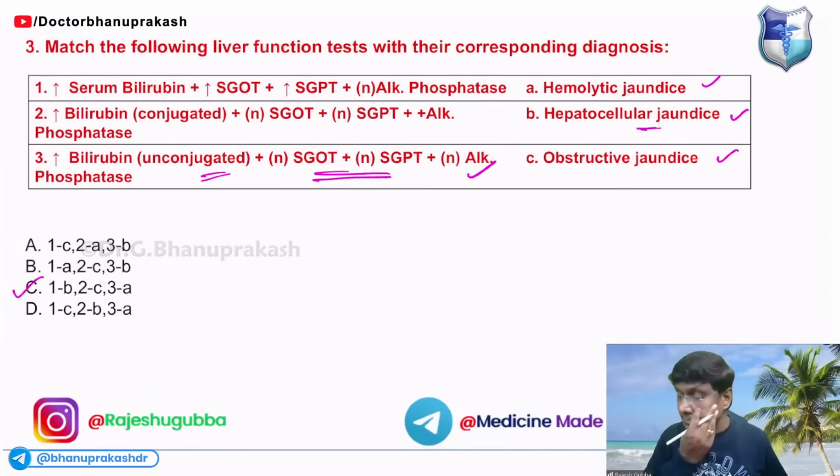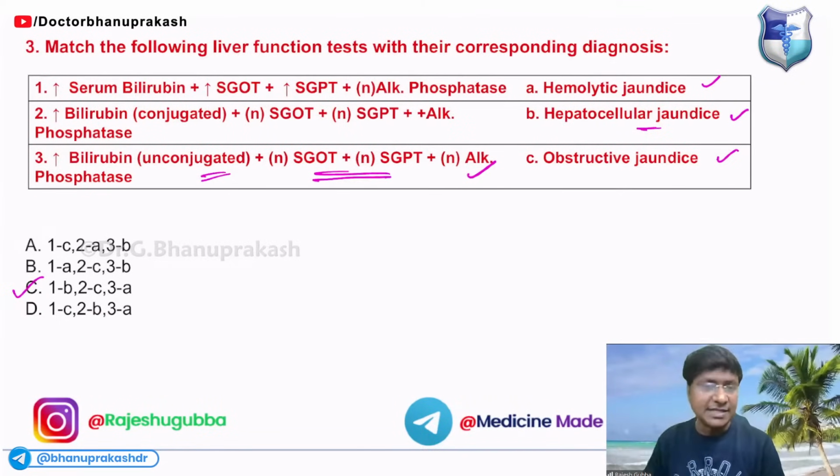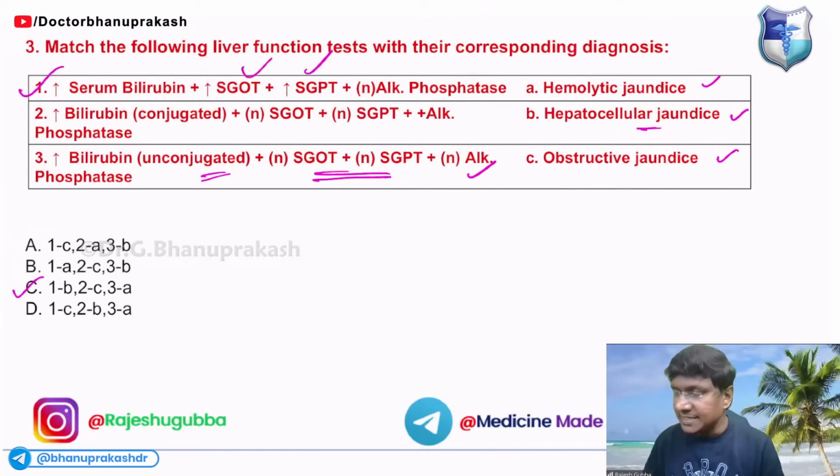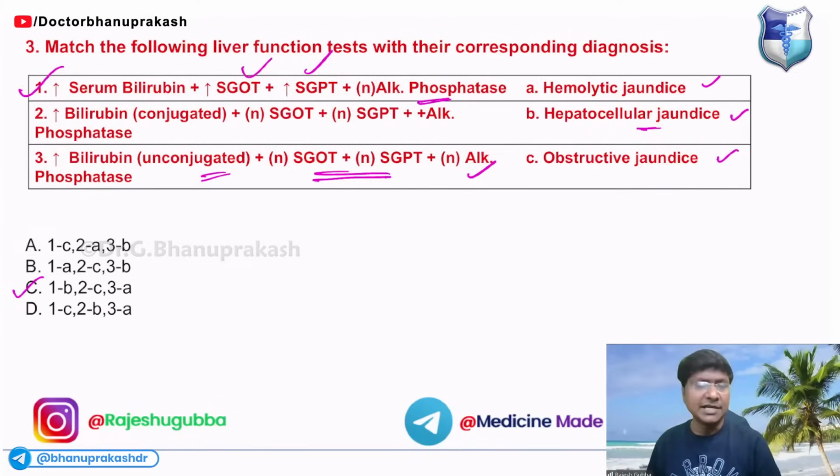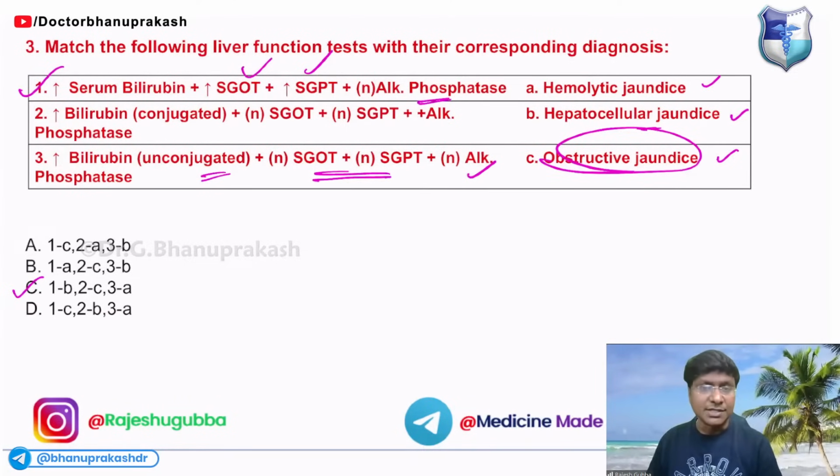Hepatocellular jaundice. In hepatocellular jaundice, the problem is within the liver. So bilirubin elevated, SGOT, SGPT elevated, alkaline phosphatase normal, or there may be a mild rise. Because in hepatocellular jaundice, you don't have the problem of obstruction. That is the reason why alkaline phosphatase levels will remain normal. Obstructive jaundice, where there is an obstruction.